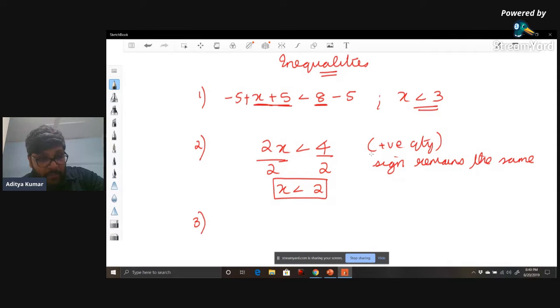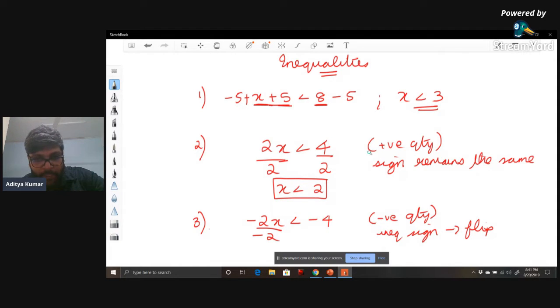And the third golden rule of inequalities is, suppose I give you minus 2x is less than minus 4. You can also multiply or divide both sides of an inequality with a negative quantity, but the inequality sign will always flip, right? So if I divide both sides by minus 2, I basically have to flip the inequality sign and say x has to be greater than 2.